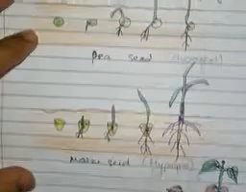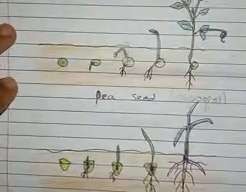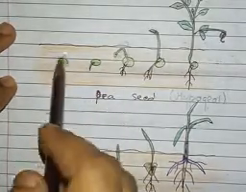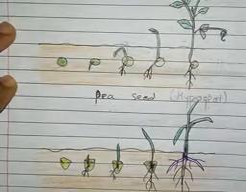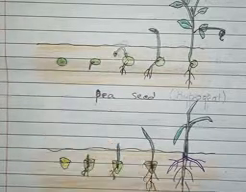Now we need to study the examples related to the process of germination. With the help of these diagrams, we will study how germination takes place in different types of seeds. So here we have the pea seed. The seed is sown into the ground, and the seed will absorb the moisture from the soil.